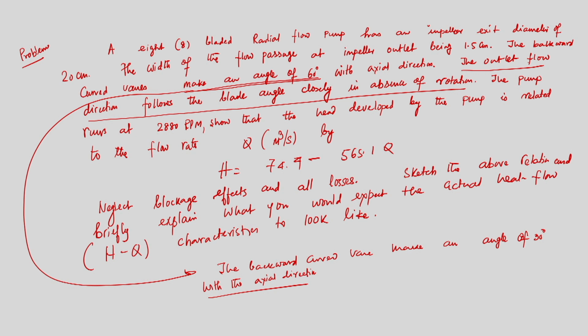We need to show that the head developed by the pump is related to the flow rate as H is equal to 74.4 minus 565.1 Q cube. We need to ignore the blockage effect and all losses, and finally we need to sketch the relationship and make a comment on that relationship, and how we can expect that the actual head flow characteristic will look like. Okay, so now we will proceed to solve the problem.